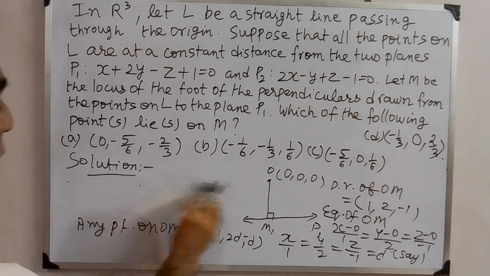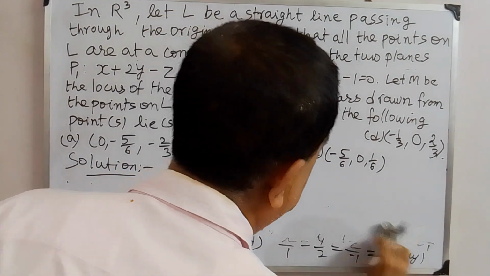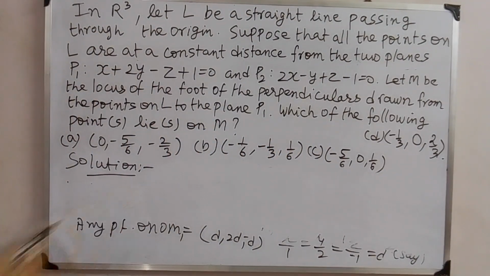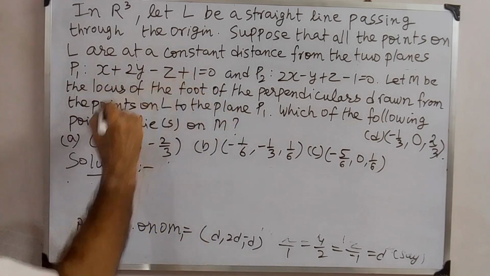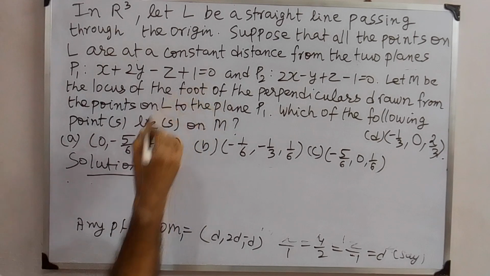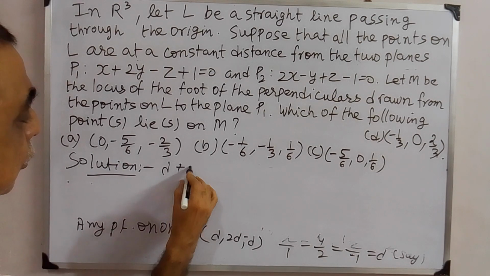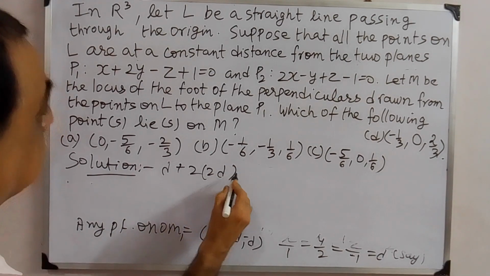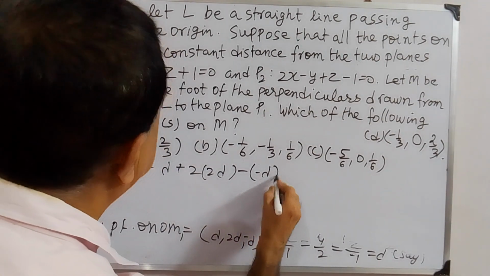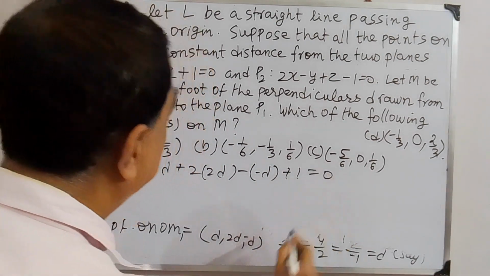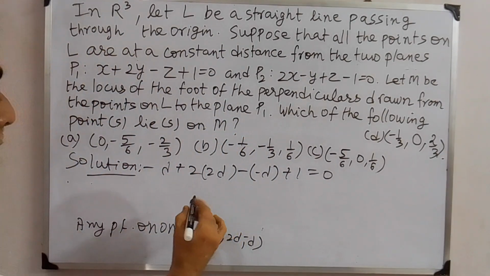So we are putting this coordinate in the equation of P1, and we'll find out the value of lambda. So let this be lying on the plane P1, so this point will satisfy the equation P1. So in place of x I am putting lambda, plus 2 into 2 lambda, minus z, so z is minus lambda, plus 1 is equal to 0. So from here we will find out the value of lambda.